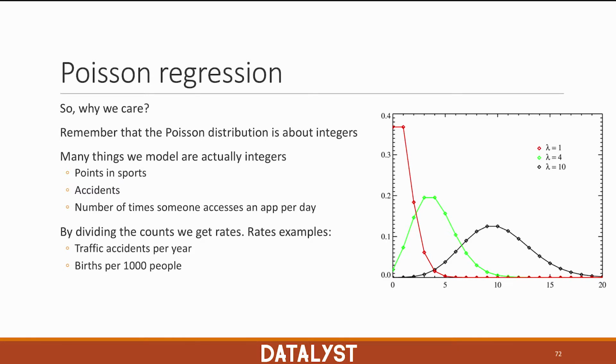So why do we care about Poisson regression? Well, the Poisson distribution is all about integers. And there are many domains where we actually have to use integers. We mentioned sporting outcomes, accidents, arrivals in hospitals, the number of times someone will access an application per day. So the Poisson distribution is a natural distribution to use for those cases. And I mentioned that we can also use the Poisson regression model for rates. In order to do this, we just divide the count by time. So if we care about the number of traffic accidents per year or per month or the births per 1,000 people, then we get rates, which we can again model using Poisson regression.